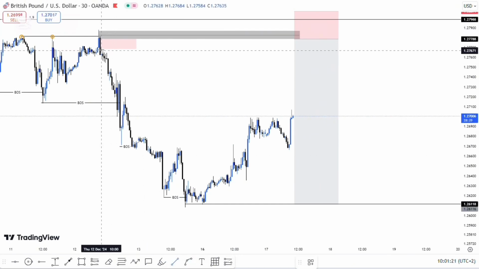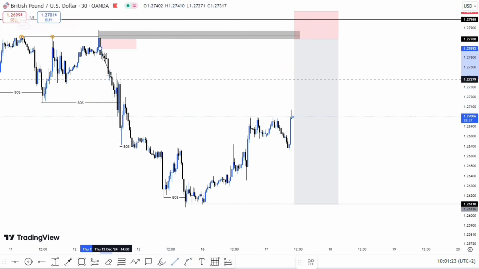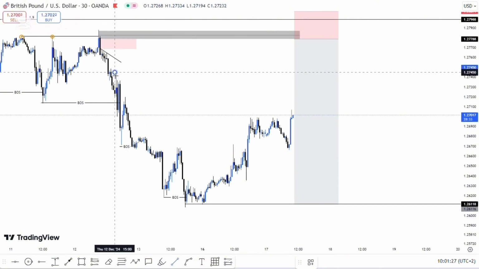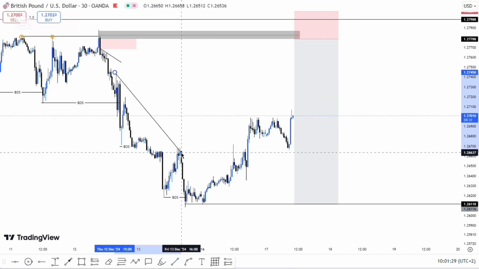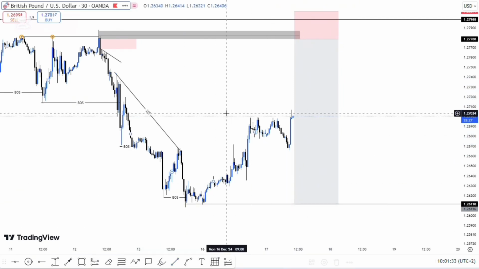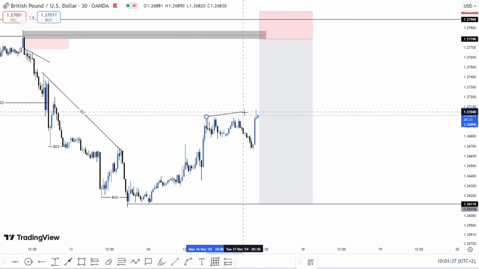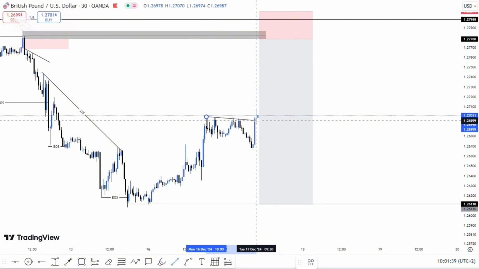And we also have liquidity to sweep right here. As you can see, we have liquidity right here. We also have this liquidity right here, which has been swept already. Some of it has been swept, and we also have liquidity right here.